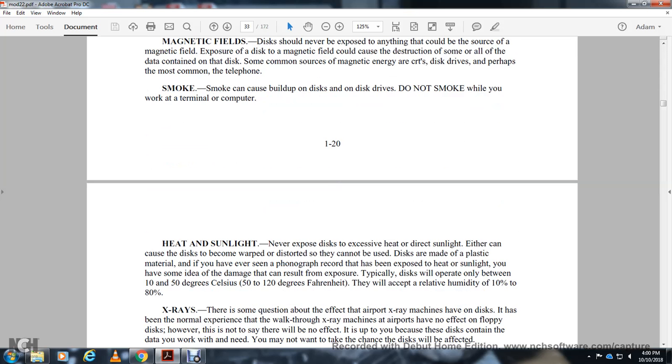Heat and light. Sunlight. Never expose the disk to excess heat or direct sunlight. Either can cause the disk to become warped or destroyed so that it cannot be used. The disks are made of a plastic material, and if you have either a phonograph record that has been exposed to heat and sunlight, you have some idea of the damage that can result from the exposure. A typical disk will operate between 10 and 50 degrees Celsius, or 50 to 120 degrees Fahrenheit. They will accept a relative humidity of 10 to 80%.